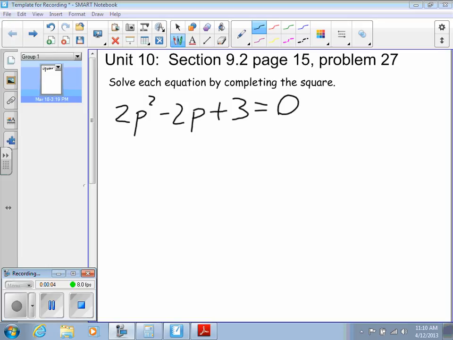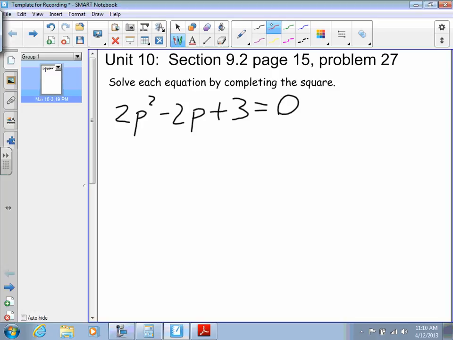Okay, so again, we're going to start off by subtracting 3 from both sides here to get the terms with the variables by themselves, giving us 2p squared minus 2p equals -3.